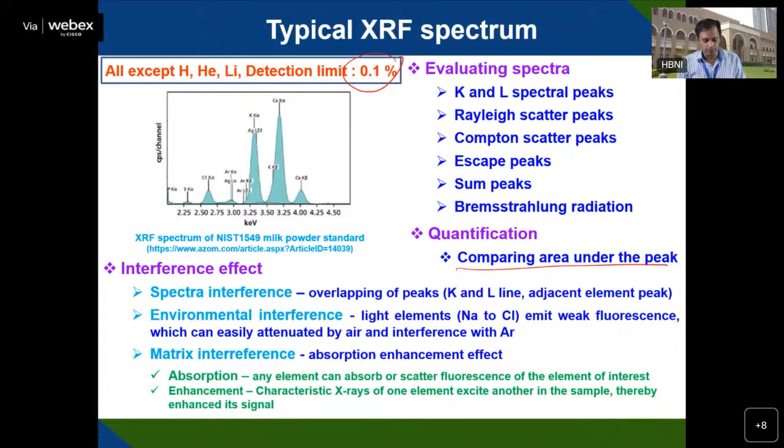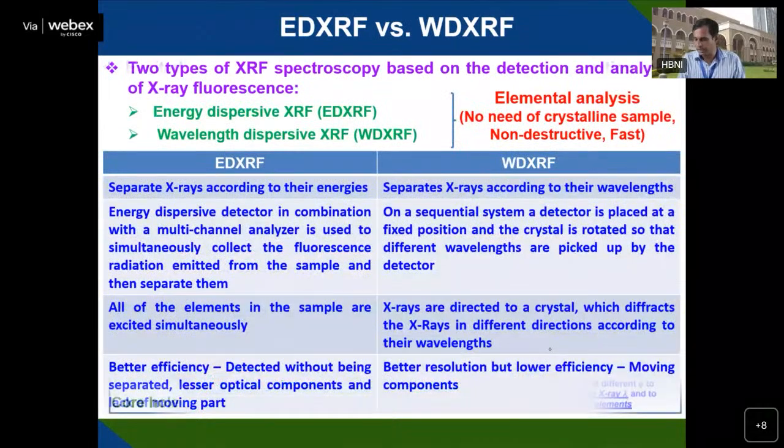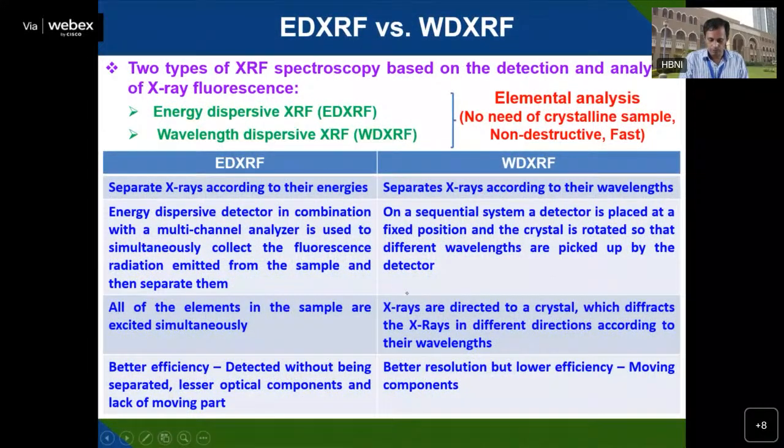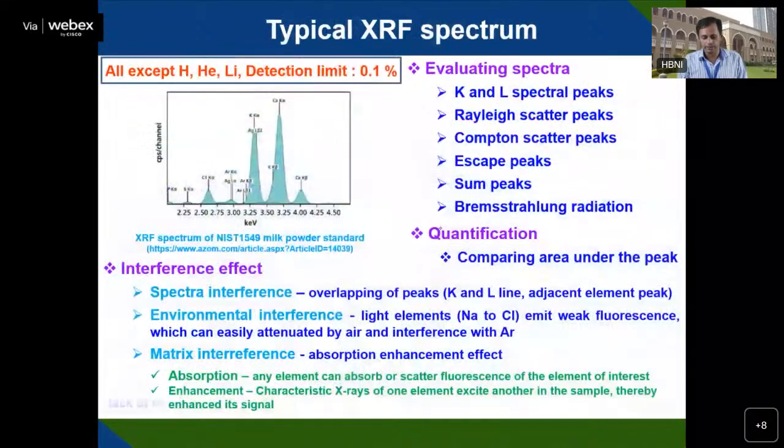And there is matrix interference, like absorption or enhancement by an element, where some X-rays produce fluorescence. That fluorescence is absorbed or scattered by the nearest element. Because of that, the X-ray of one element can excite another in the sample, and therefore the signal is enhanced. You have to separate out this type of matrix interference, and then finally you get this type of spectra, and you can identify whatever phases are present.